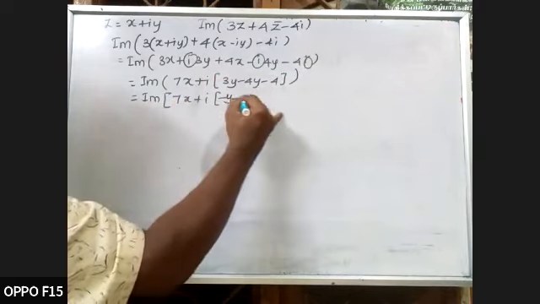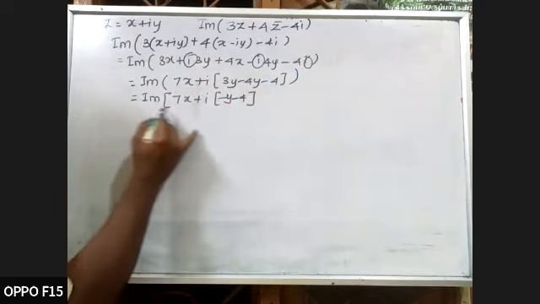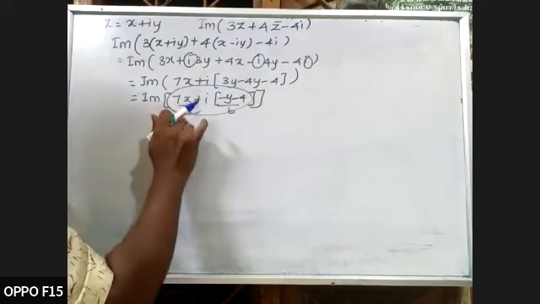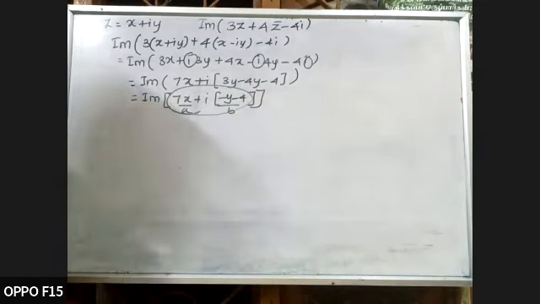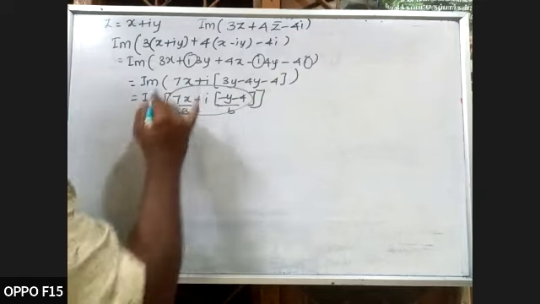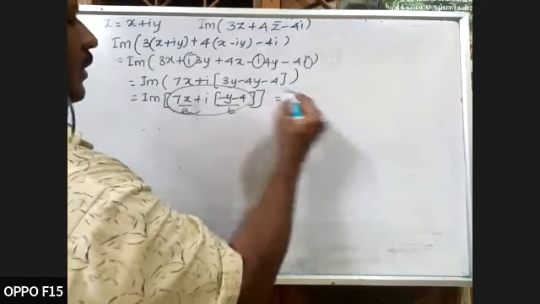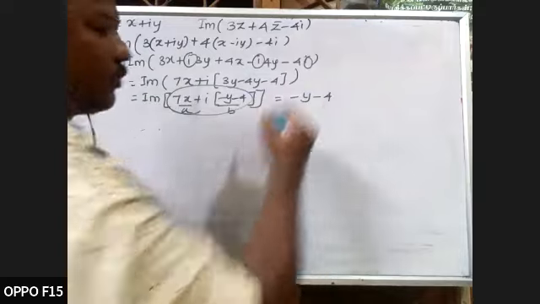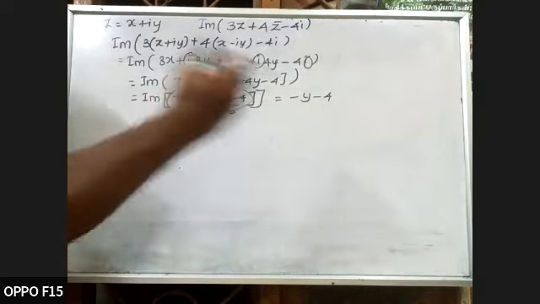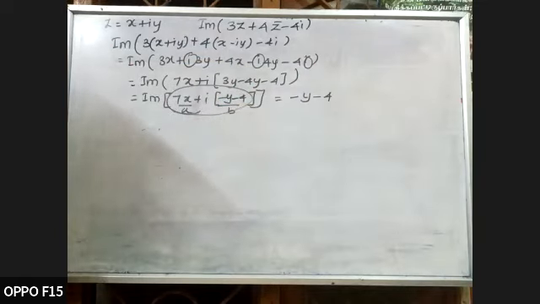So now I can write the imaginary part of 7x plus i into 3y minus 4y minus 4, which is minus y minus 4. This complex number is of the form a plus ib, where a is the real part and b is the imaginary part. So the answer is the imaginary part, which is minus y minus 4. If the real part were asked, the answer is 7x. The part beside i is the imaginary part. Can you follow this? Please come on, quickly tell me. The next problem.